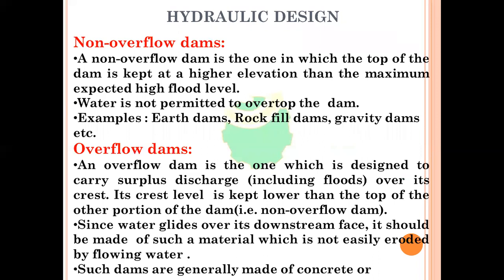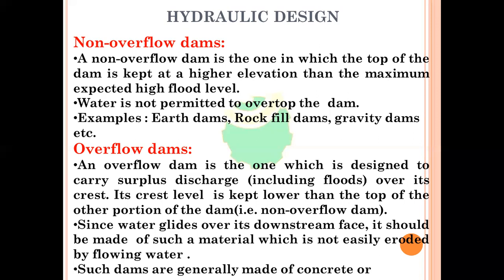First category, non-overflow dams. A non-overflow dam is one in which the top of the dam is kept at a higher elevation than the maximum expected high flood level. Water is not permitted to overtop the dam in non-overflow dams. Examples: earth dams, rockfill dams, gravity dams. If the water overflows on the dam, the structure of the dam will collapse.